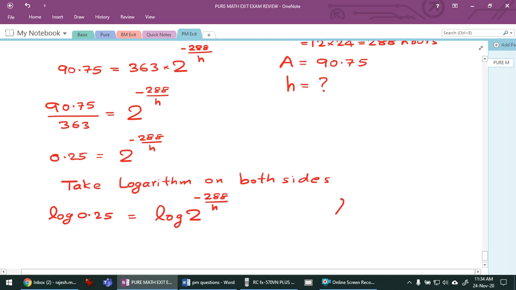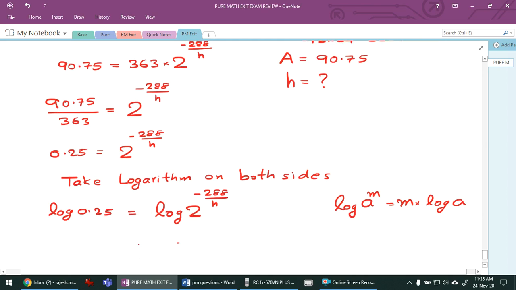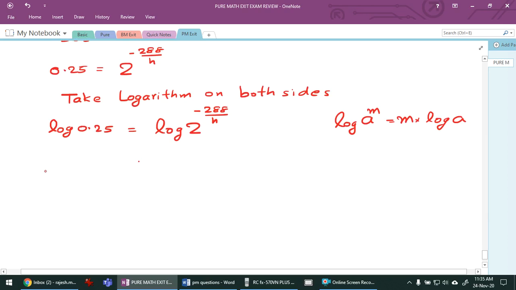Now we have a rule, log A power M equal to M into log A. So if you have power here, by rule of logarithm, power will come in the beginning. So M into log A. So this power as it is will come here. So what will come now? Log, left side there is no change, log 0.25 equal to, this full thing will come down. So minus 288 divided by H into log 2.